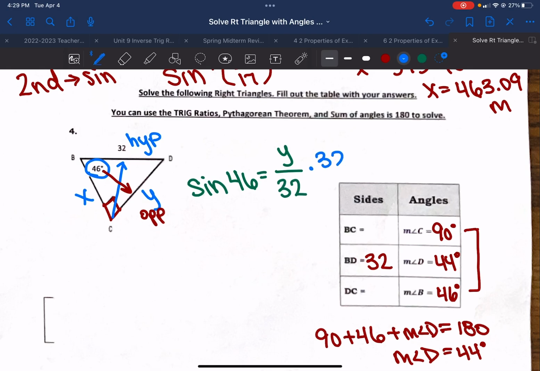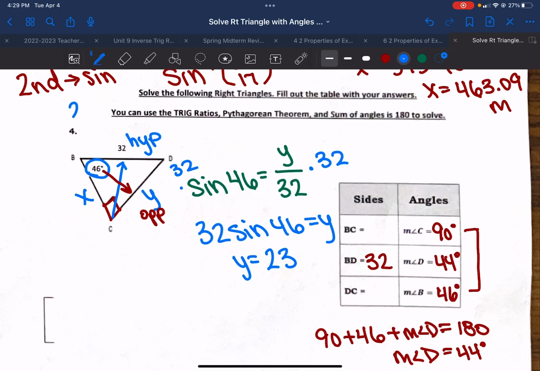If I multiply both sides by 32, I get 32 times the sine of 46, and that is ultimately what's going to go into my calculator. It doesn't specify, but let's go 2 decimals again. That gives 23.02, and that is the measure of DC. DC is y, so 23.02 goes here, using a trig ratio to get us there.